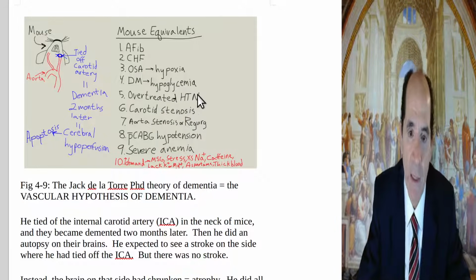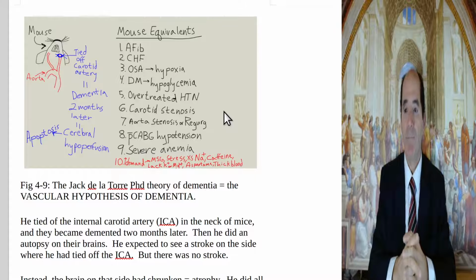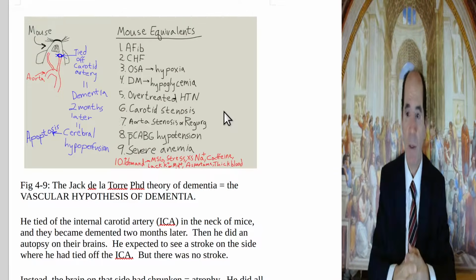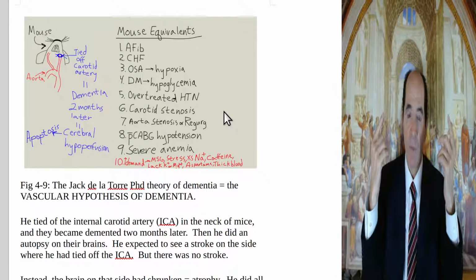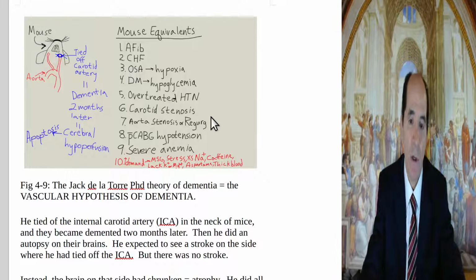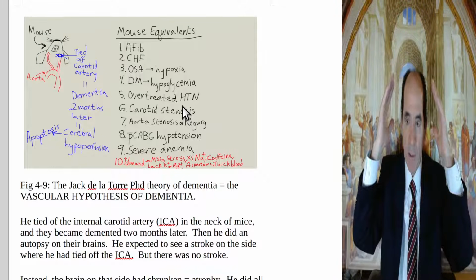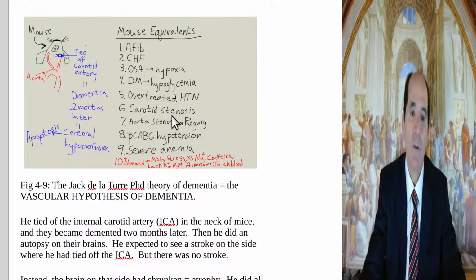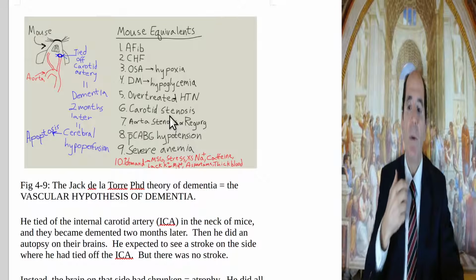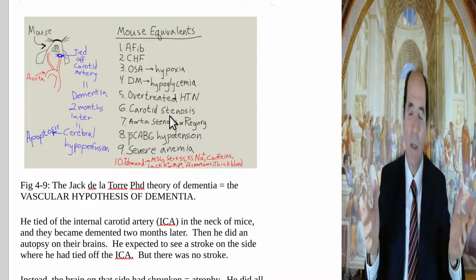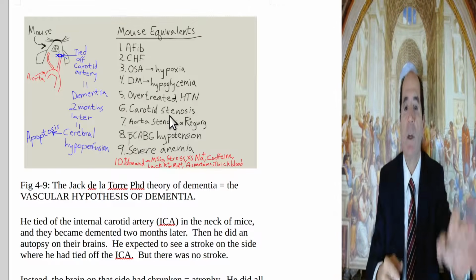Diabetes, we talked about how that can damage the brain. If you're hypoglycemic at night and you're sleep apneic, the brain's underperfused, you're increasing your risk of dementia. If you overtreat the hypertension, you're like the mouse, don't get enough blood to your brain. This is called the vascular hypothesis of dementia. Carotid stenosis. Not that many people have a severe carotid stenosis. I see some, but not that many. I see tons of this other stuff.